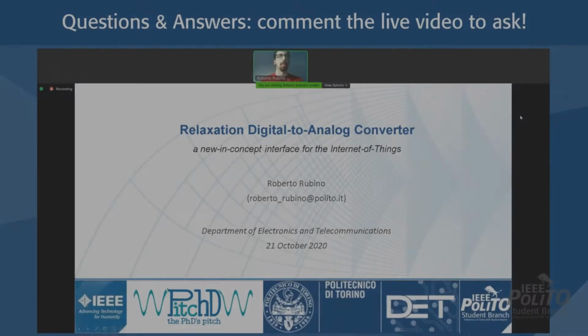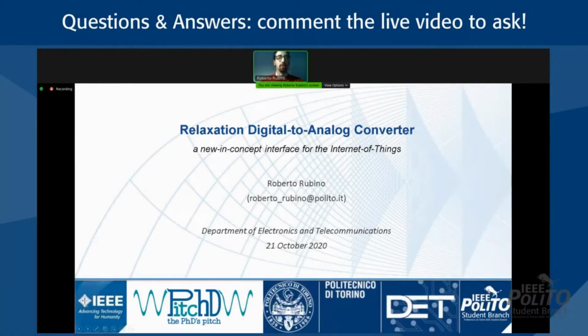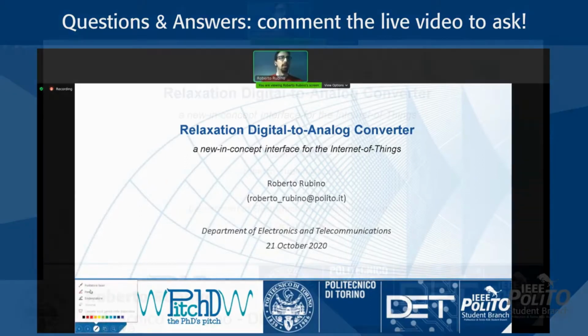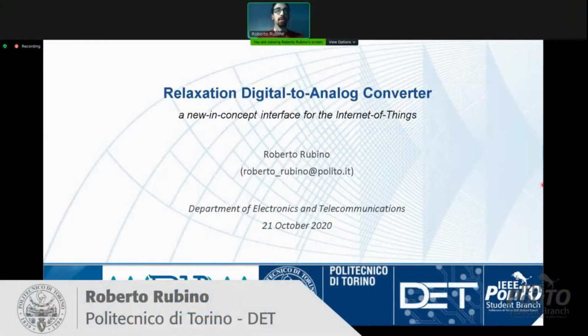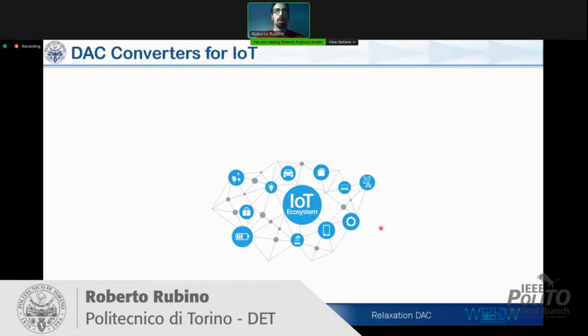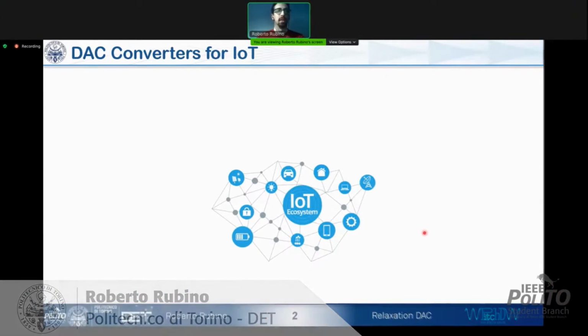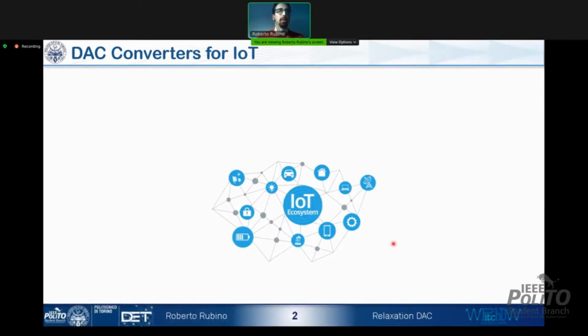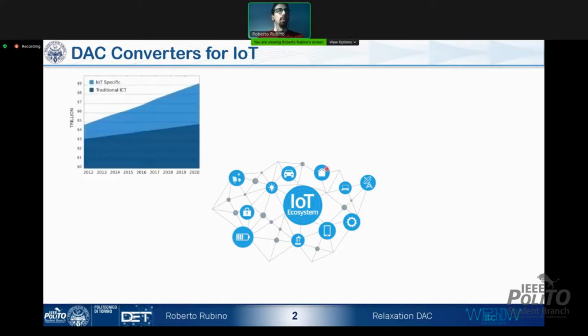I will talk about the Relaxation Digital-to-Analog converter, which is a new concept interface for the Internet of Things. You know that the Internet of Things is a framework of connected nodes, which is playing a growing role in the market of traditional ICT products.